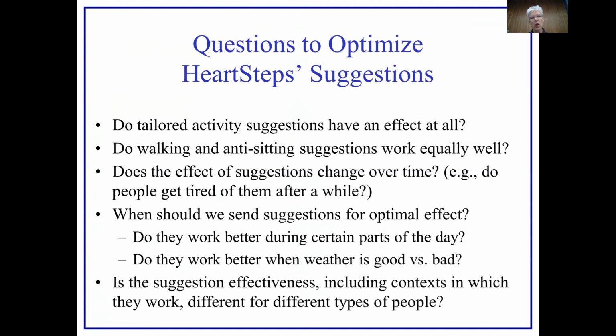So some of the questions we were dealing with as we thought about, well, in what settings or how often should we provide these contextually tailored activity suggestions are as on this screen. So, for example, is it even worth it to deliver these notifications on the lock screen? Do they really even impact people's step count? Do the walking and the anti-sitting suggestions work equally well? Maybe as soon as you stand up, you end up walking a little bit. So we could just give you an anti-sitting suggestion.